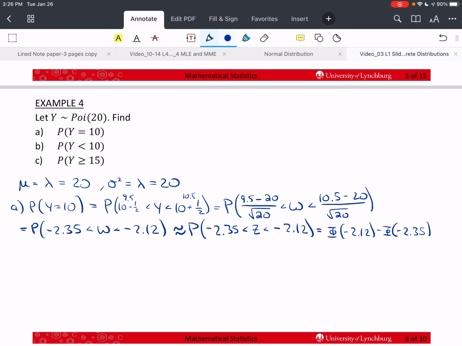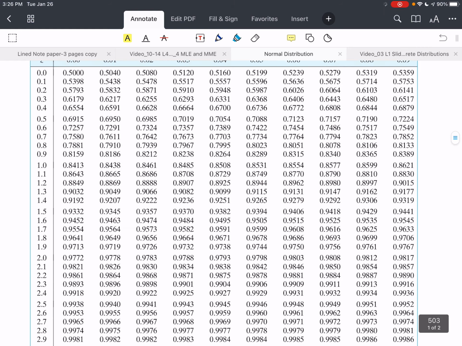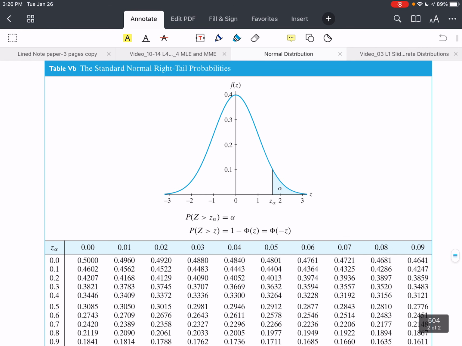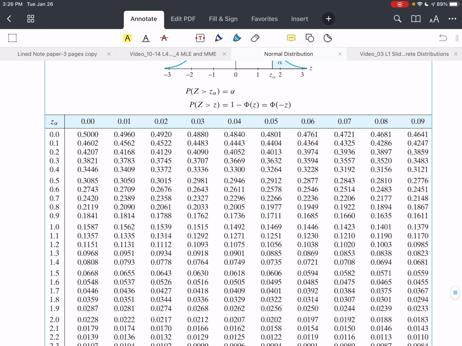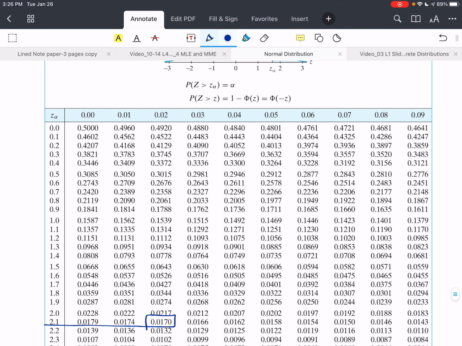Let's go to our table and find these. So it's a negative, so we'll go to the second table, and we need 2.12, not 2.22. Okay, so we need 2.1, then 0.0170. And then we need negative 2.35. So 0.0094. So those are the two values we're going to subtract.